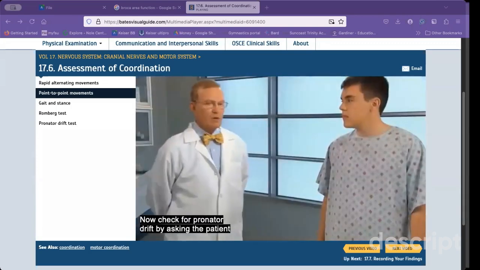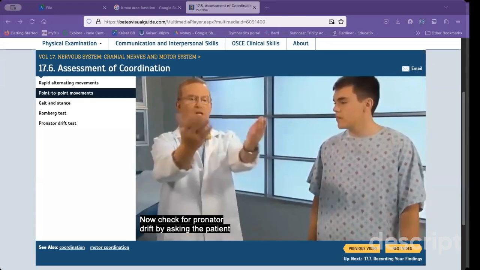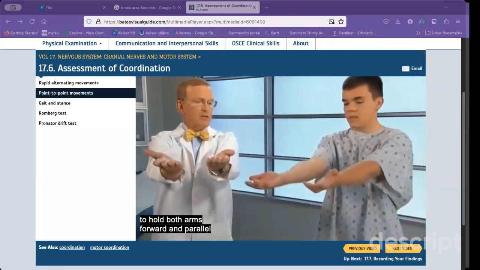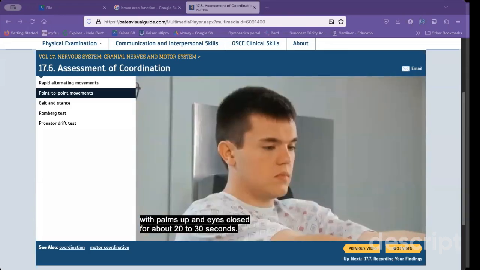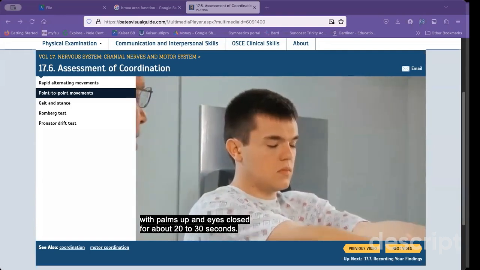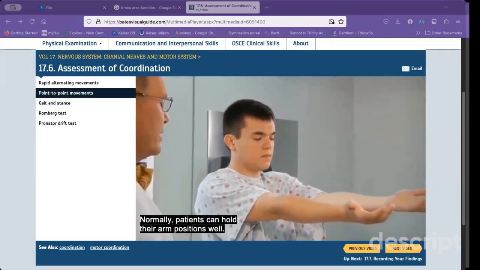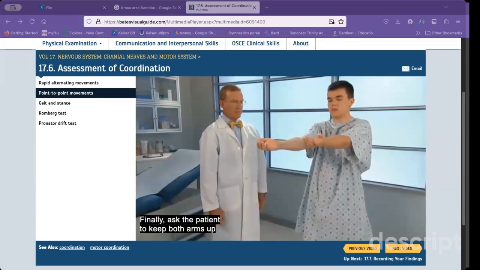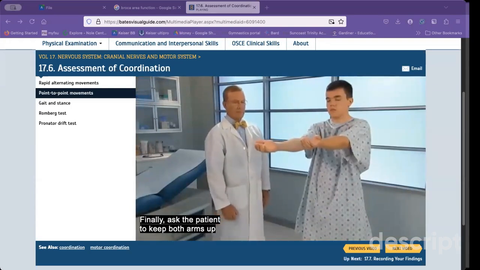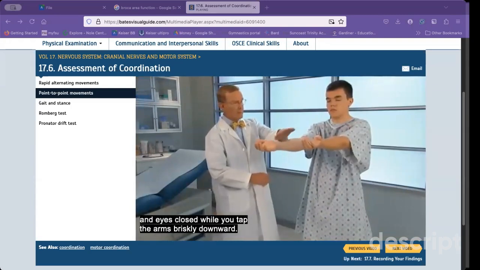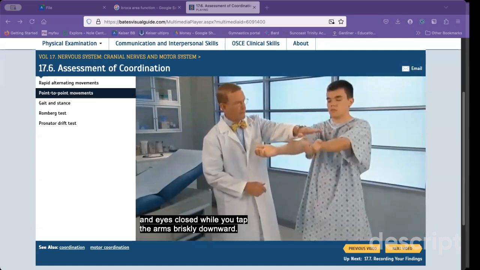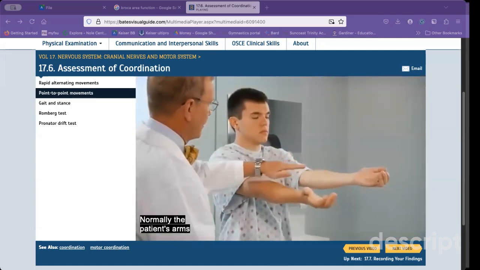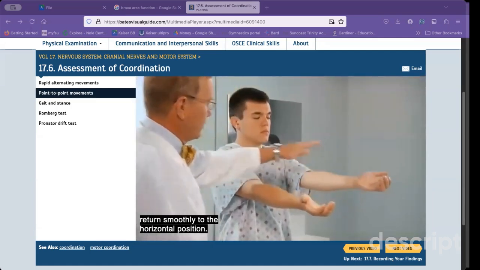Now check for pronator drift by asking the patient to hold both arms forward and parallel with palms up and eyes closed for about 20 to 30 seconds. Normally, patients can hold their arm positions well. Finally, ask the patient to keep both arms up and eyes closed while you tap the arms briskly downward. Normally, the patient's arms return smoothly to the horizontal position.